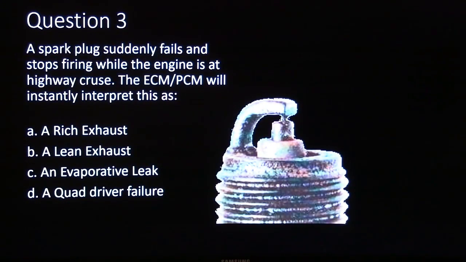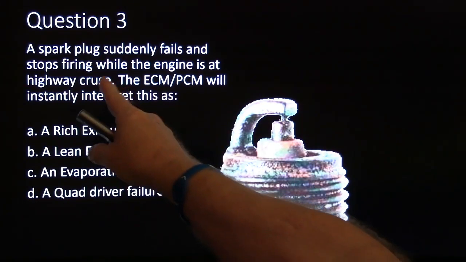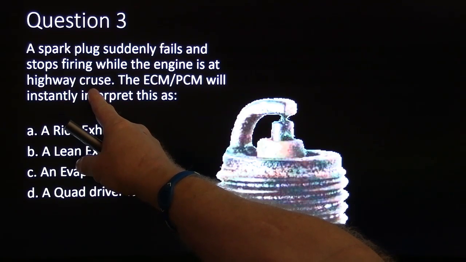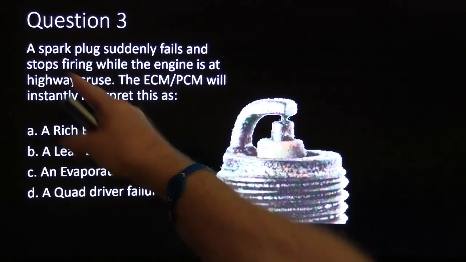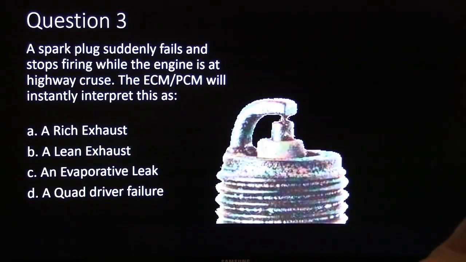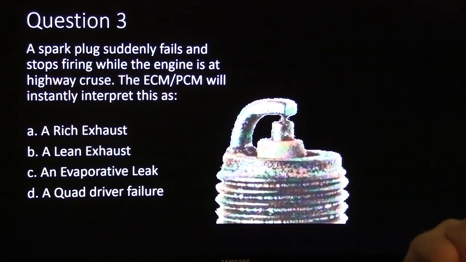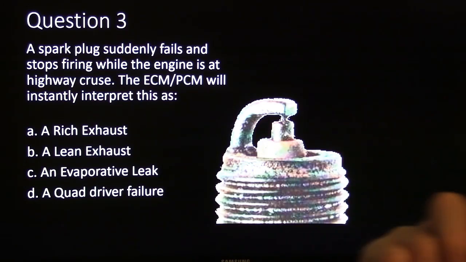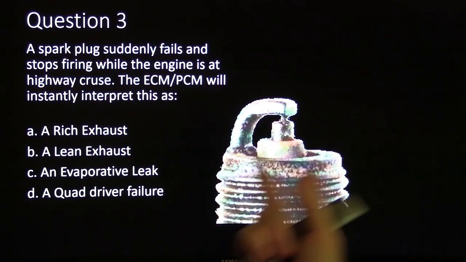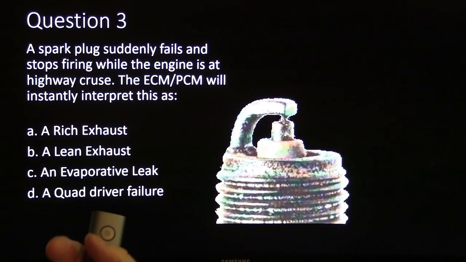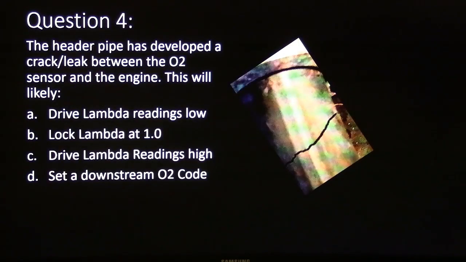A spark plug suddenly fails and stops firing while the engine is at highway cruise. I actually misspelled cruise, and that just drives me up the wall when I see a misspelled word that somebody else put down, and it bugs me even more when I see one that I put there. The PCM-ECM will instantly interpret this as what? Rich exhaust, lean exhaust, evaporative leak, or a quad driver failure.